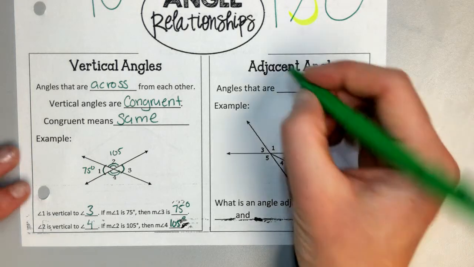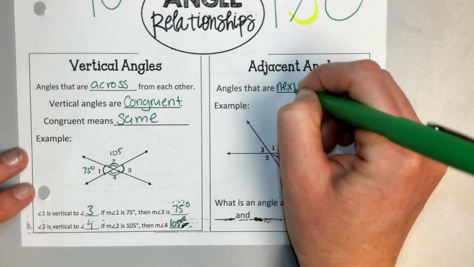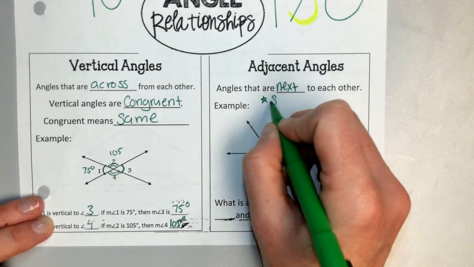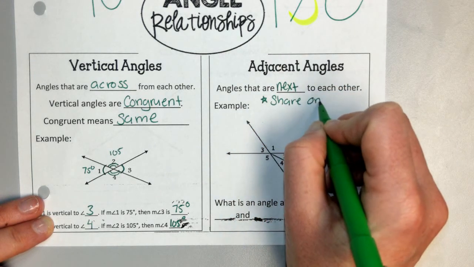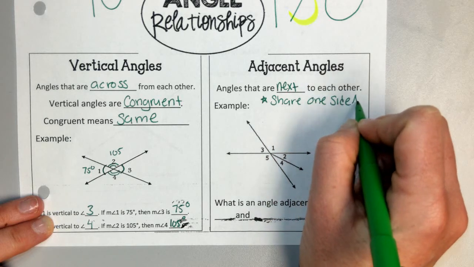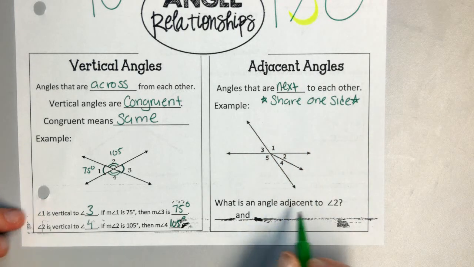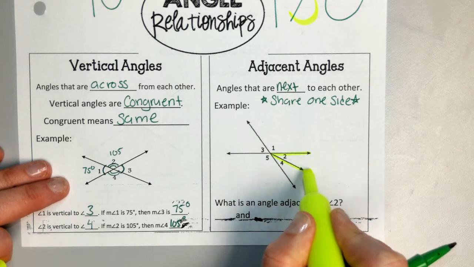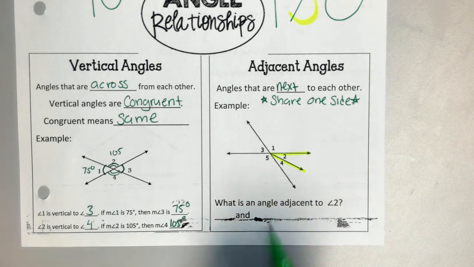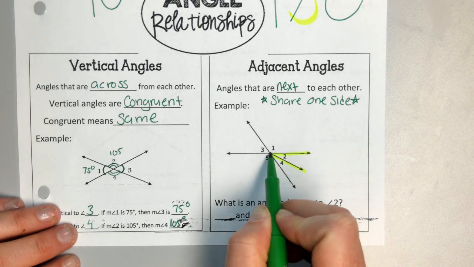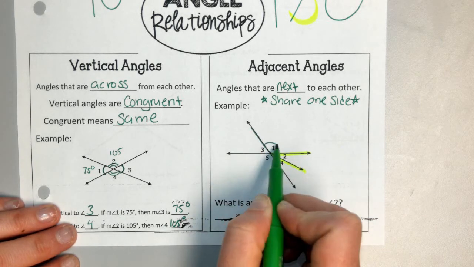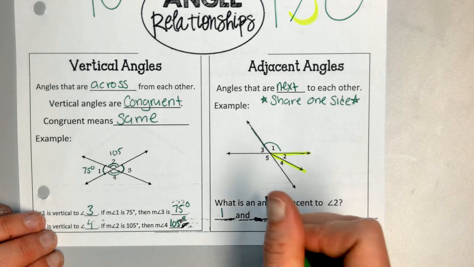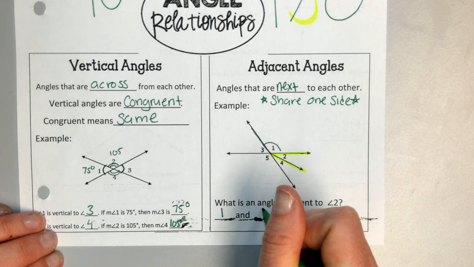And adjacent angles are angles that are next to each other. They share the same side. So this says, what is an angle adjacent to angle 2? So here are the lines that make up angle 2. This line turns up here, so angle 1 is adjacent to angle 2. And what's the other one? I think I heard it.